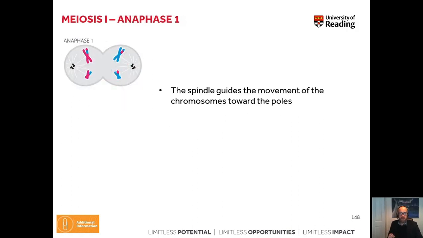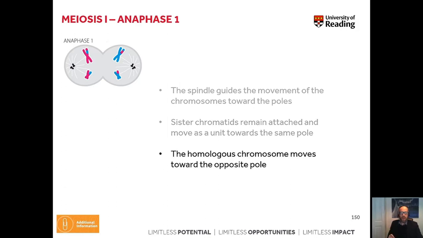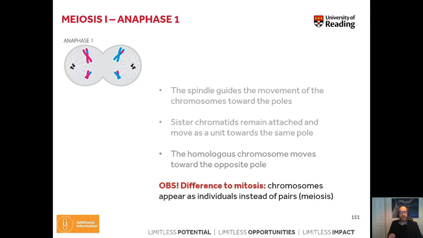During the anaphase, the spindle guides the movement of the chromosomes towards the poles, and the sister chromatids remain attached and move as a unit towards the same pole. Afterwards, homologous chromosomes move towards the opposite pole, and this is a difference to mitosis, because chromosomes appear as individuals instead of pairs.